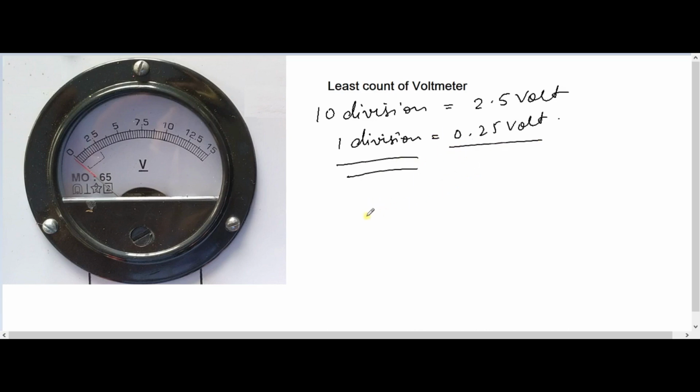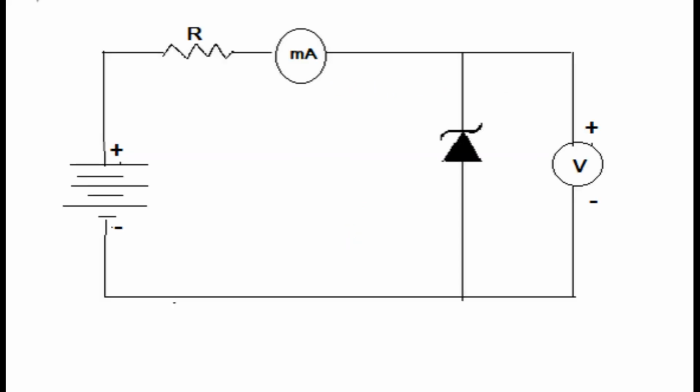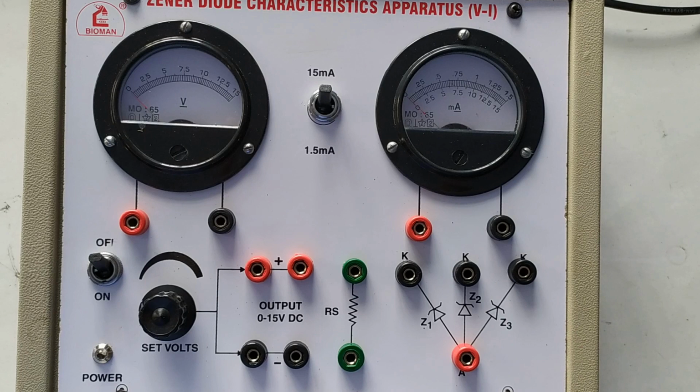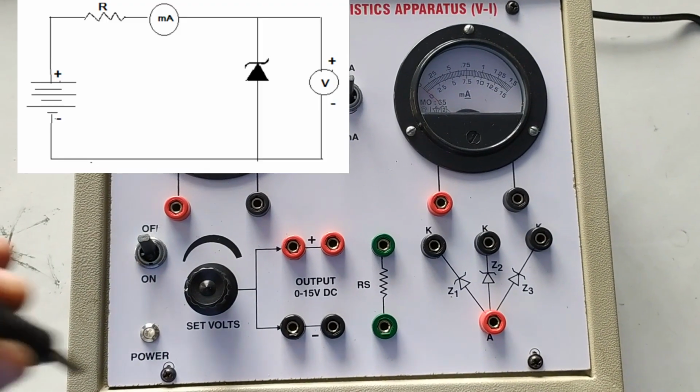Now let's start making the connections. Based on the circuit diagram, connect the equipments. Here the red terminals indicate the positive polarity and black terminals indicate the negative polarity of a device, but no end of resistance has positive or negative polarity. Let's start making the connections.